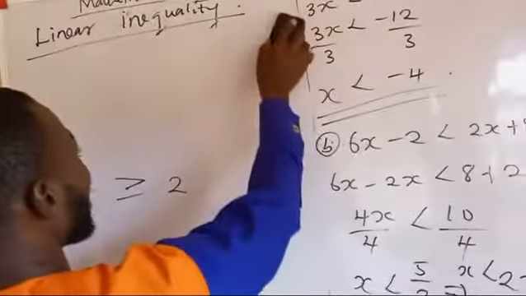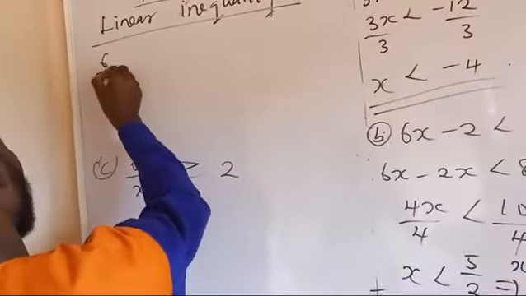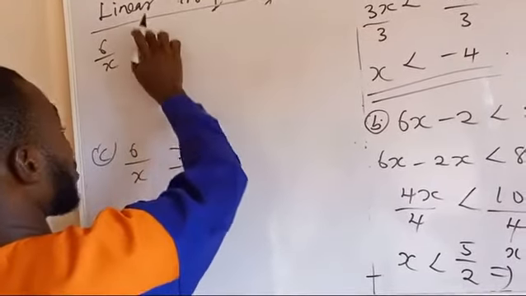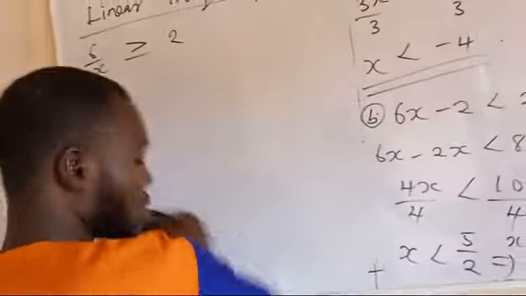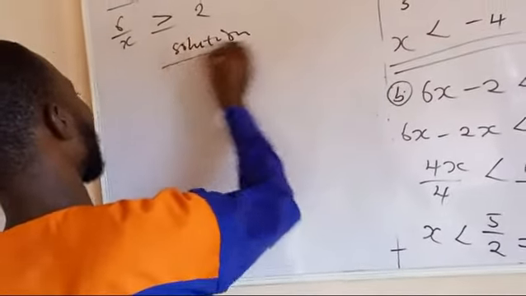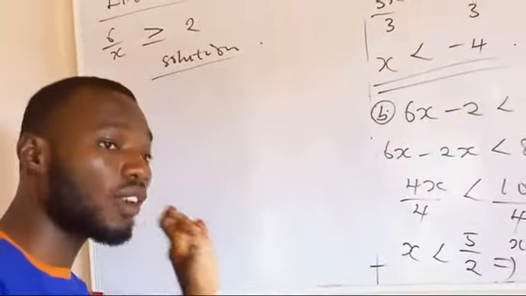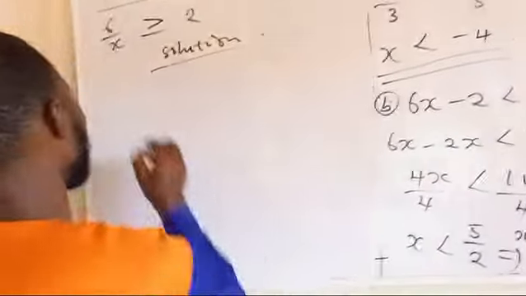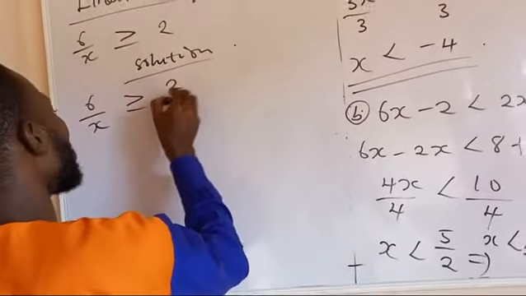Okay, in this one now, we have 6 divided by x is greater than or equals to 2. Okay, very simple. See what we're going to do now. First of all, take a look at the question now. This one is in fraction. Why is this one in whole number? We convert this one to fraction. How do we convert to fraction? We divide by 1, because 2 divided by 1 is still 2. So you have not changed anything. So this will now give us 6 divided by x is greater than or equals to 2 divided by 1.